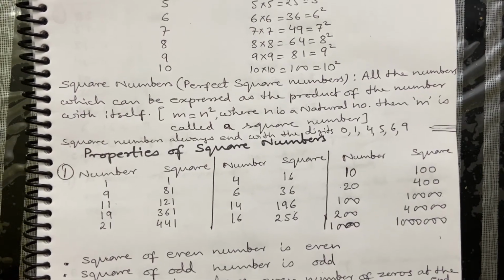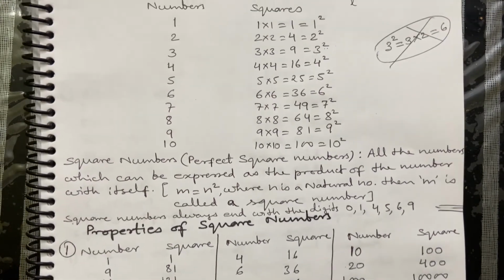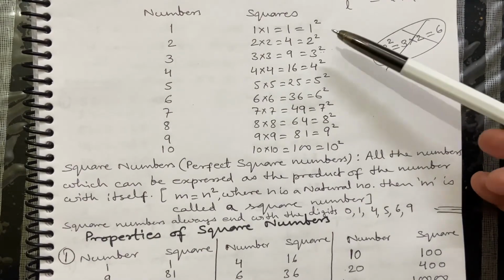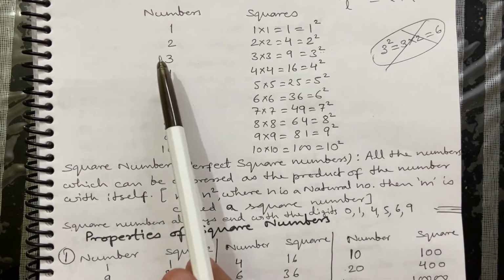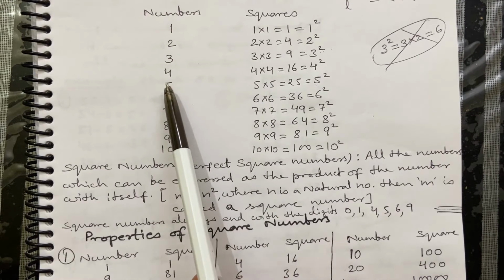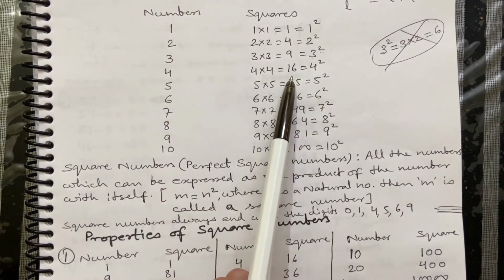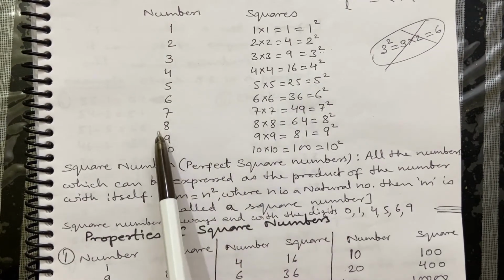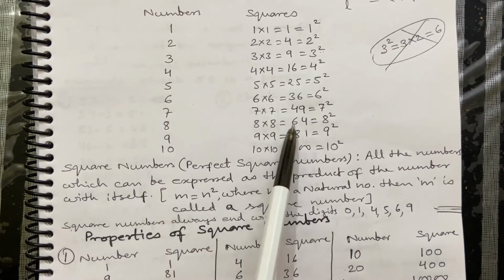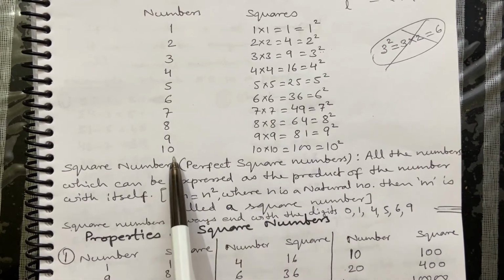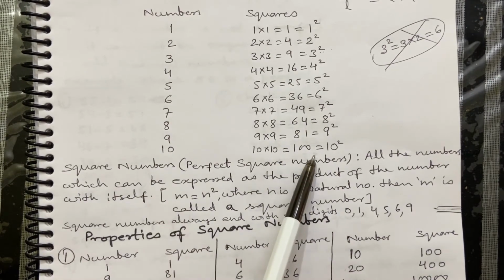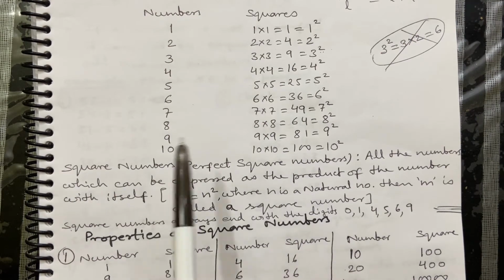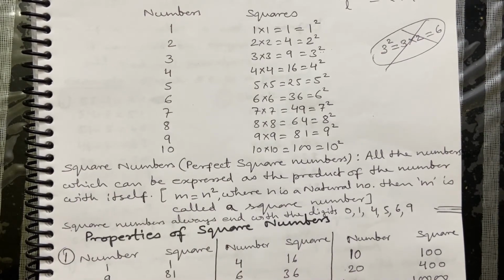One more observation is there, that square of all the even numbers, you can see 2 is an even number, the square is 4. 4 is an even number, the square is 16, which is again even. 8 is an even number, the square is also an even number. 10 is an even number, square is also an even number. It means the square of even number is always even.